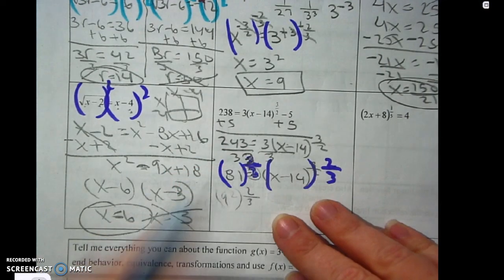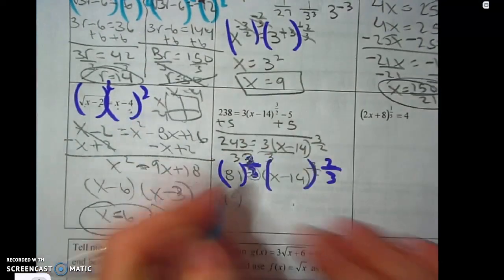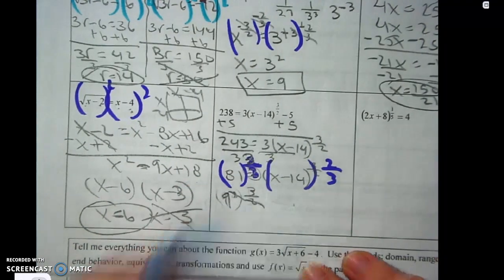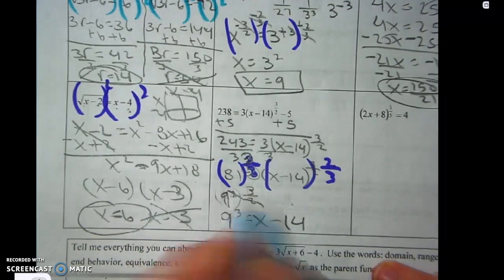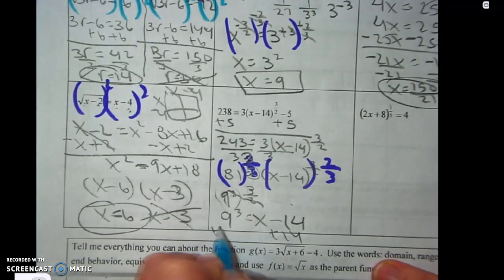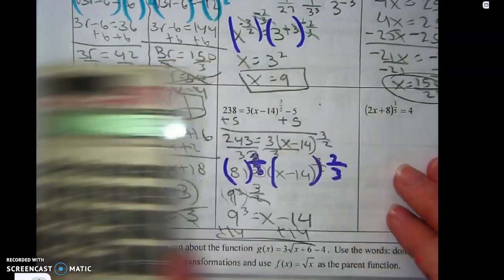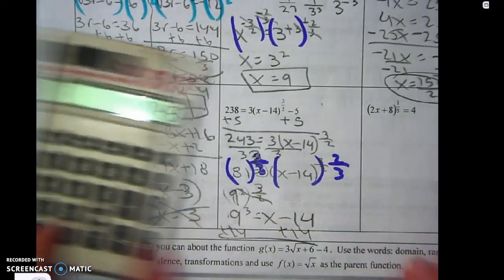Whatever, I didn't like it. It didn't work out. I'm sorry, it's a mistake. So let's make that 9 squared. Okay, so that would work. And then 9 cubed equals x minus 14 plus 14 plus 14. So 9 cubed, it's reasonable. 729 plus 14, 743.